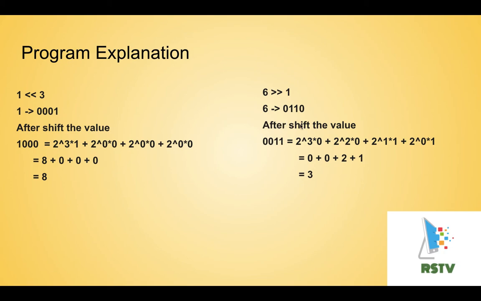So we should convert this value 2 power 0, 2 power 1, 2 power 2, 2 power 3. So here is 2 power 1, 2 power 1 is 2, into 1, so value is 2, and this is 2 power 0, 2 power 0 is a 1, 1 into 1 is 1, so 0 0 2 plus 1, so finally 3 came.